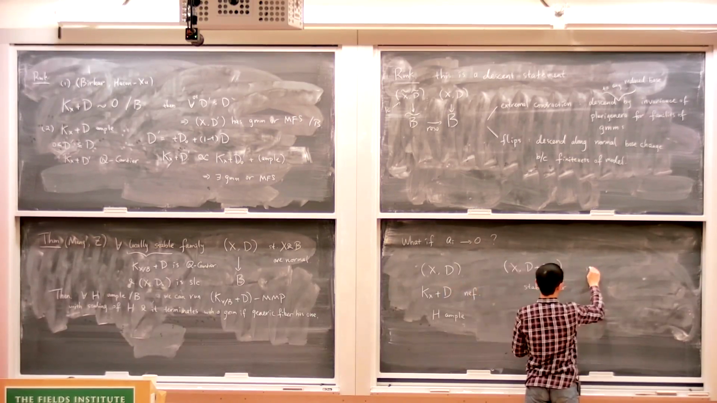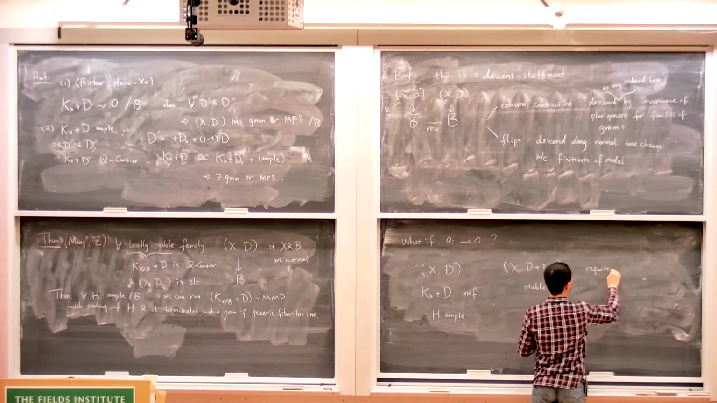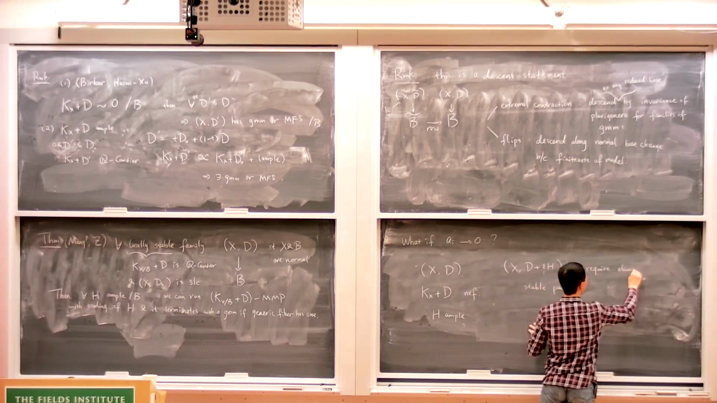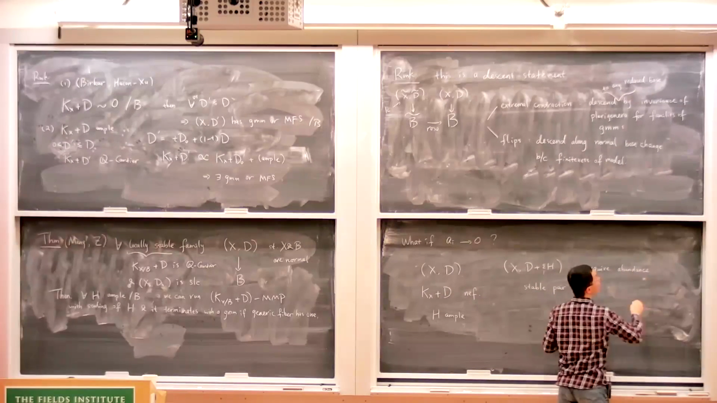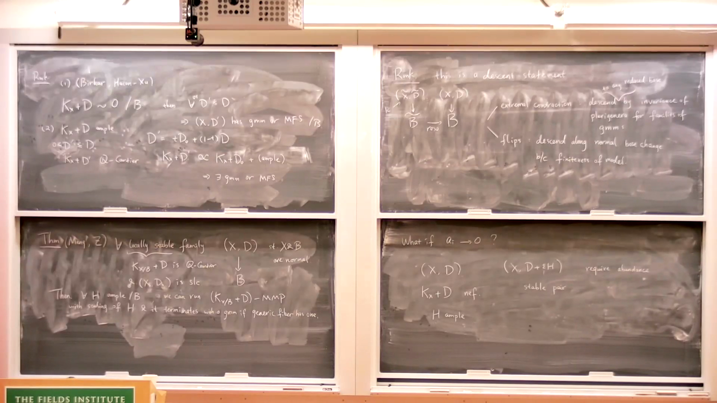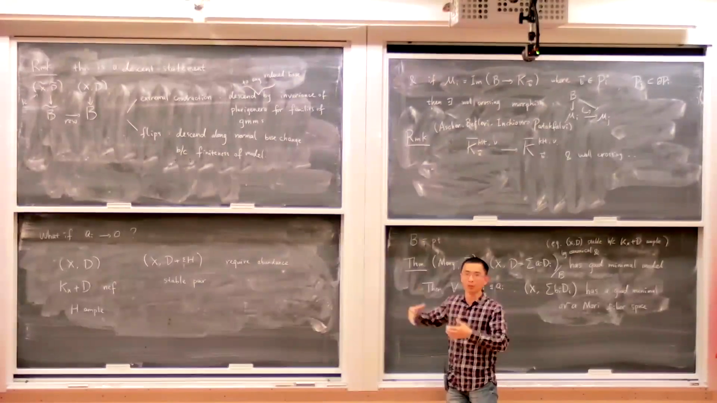So this will require abundance. And basically you can see why it works for the KLT case. In the KLT case, the abundance is much easier for those KLT pairs of log general type. So basically what we are trying to do here is to work out the existence of moduli in the best possible region.